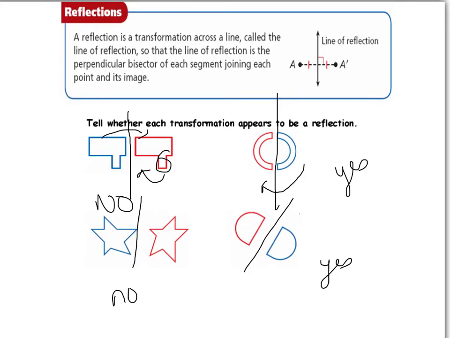All right, so this first one's a no. This is actually being turned because this ends up down here. This one ends up down here, so this would have been a rotation. And this one's a yes because this would be the line of reflection.